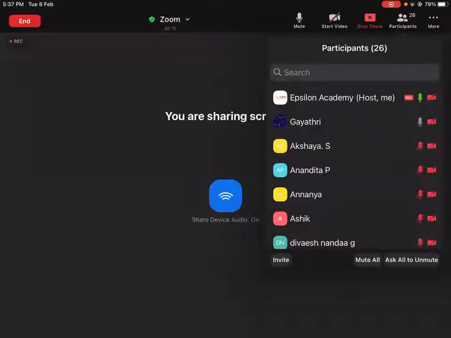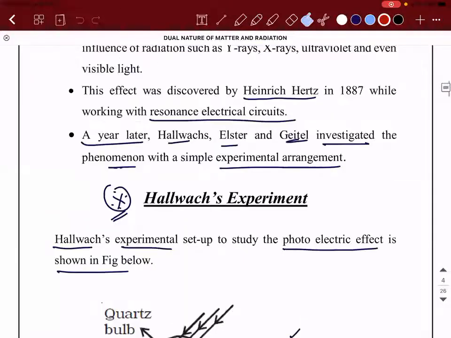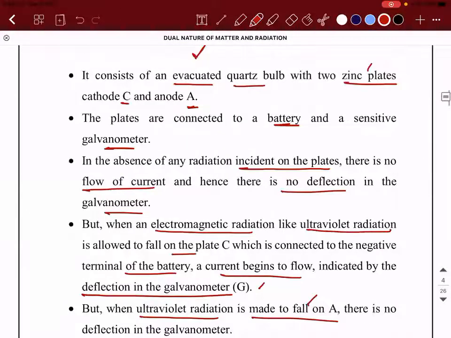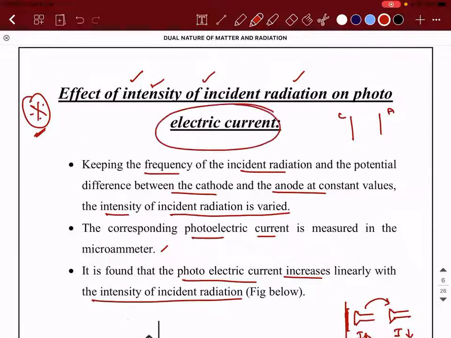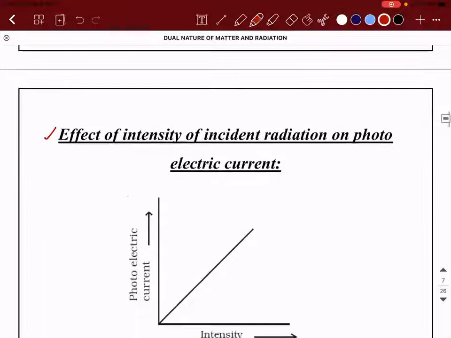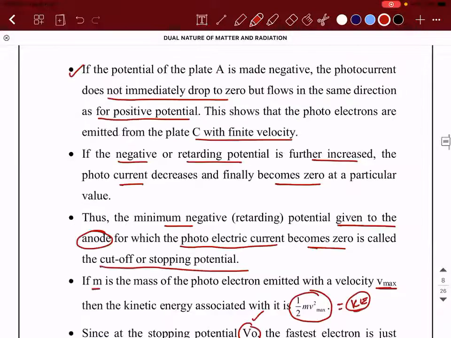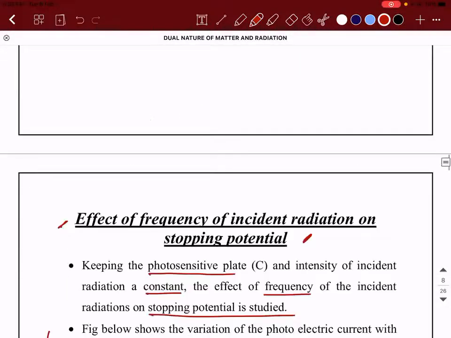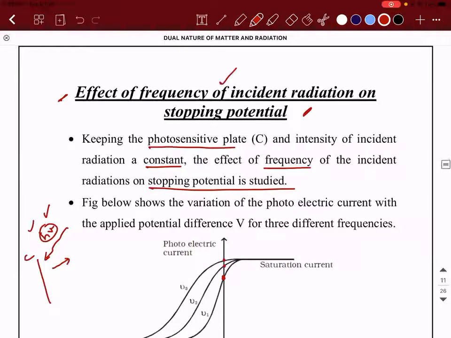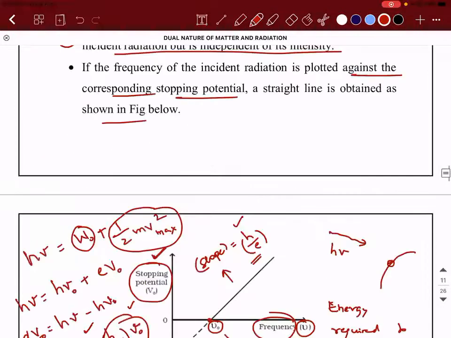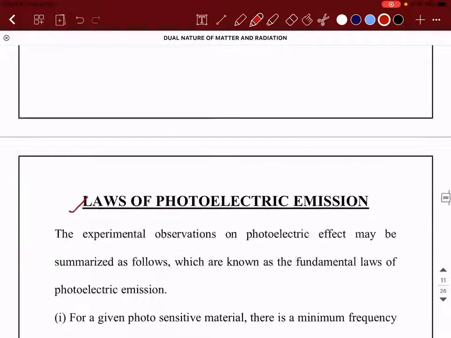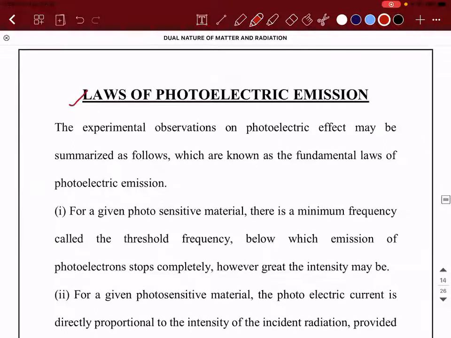Yesterday we saw this Hallwachs experiment. After this experiment, we understood how the intensity of incident radiation affects the photoelectric current. Then we saw how the potential difference affects the photoelectric current, in which we kept the intensity and frequency constant, and then we performed the experiment. And next, we saw how the frequency of incident radiation affects the stopping potential. Right. So today we are going to see the laws that are involved in photoelectric emission.